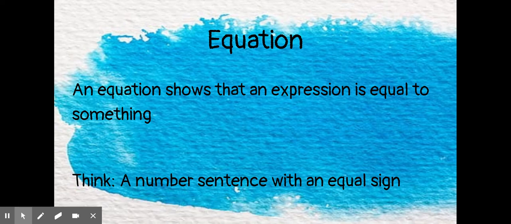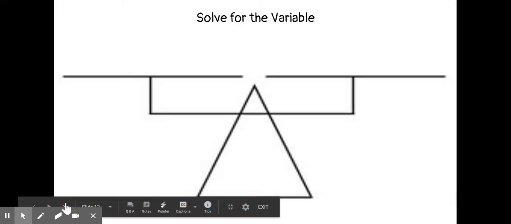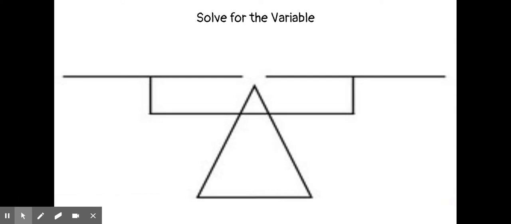Hey guys, go ahead and jot this down. An equation shows that an expression is equal to something. An equal sign is added to show that the expression is equal to something. Think a number sentence with an equal sign. So let's take a look at some examples where we actually solve for the variable. So we're taking a giant step here because we're adding an equal sign, and now I'm teaching you how to solve for the variable. Go ahead and write that title in your notes so you can keep track of what we're doing.